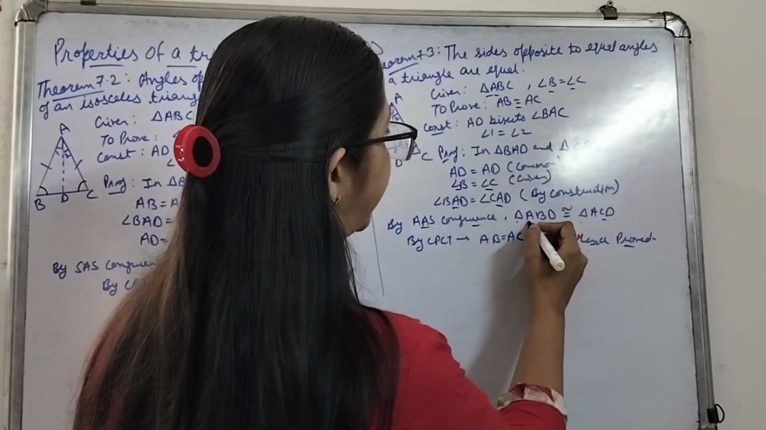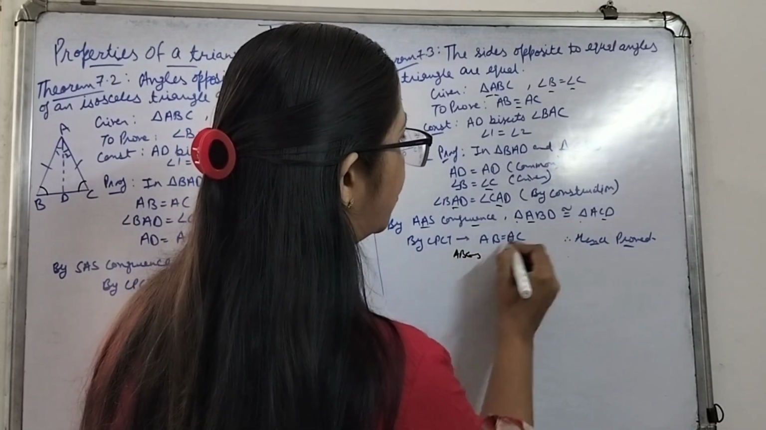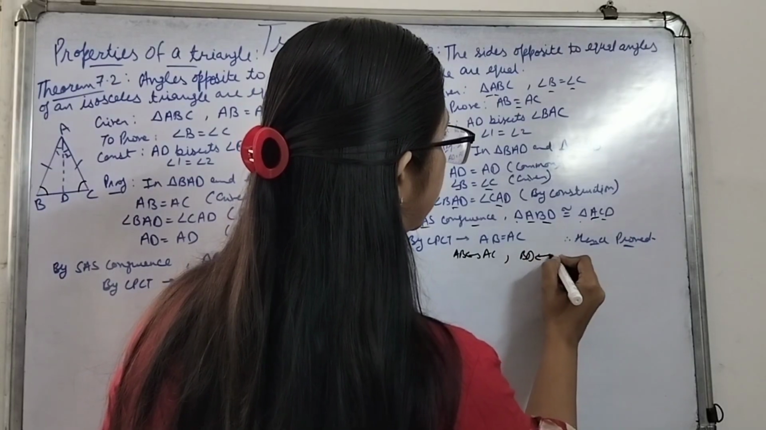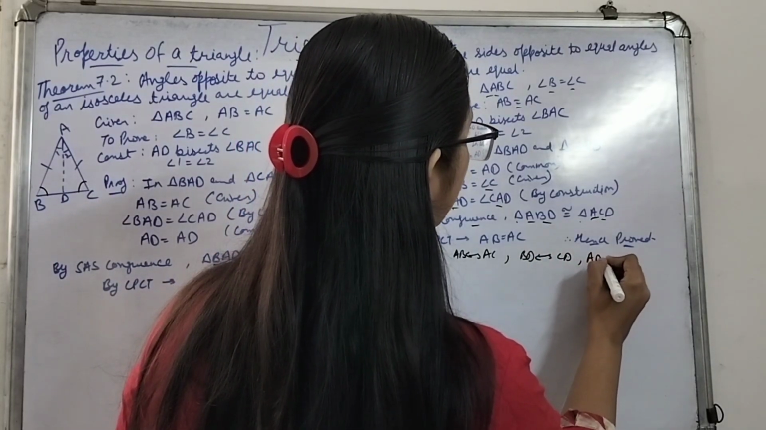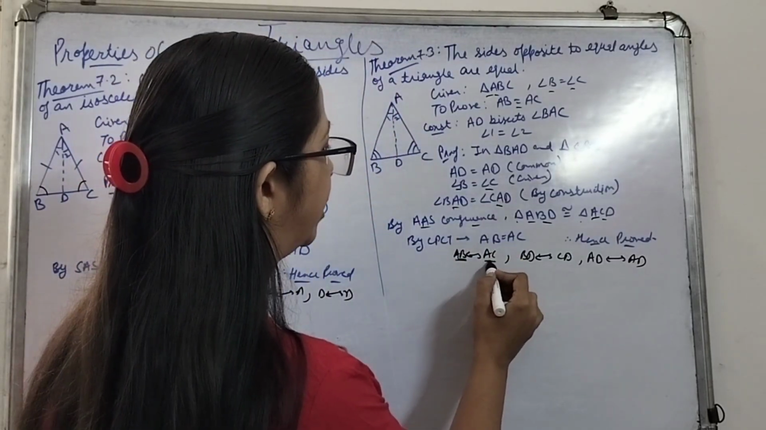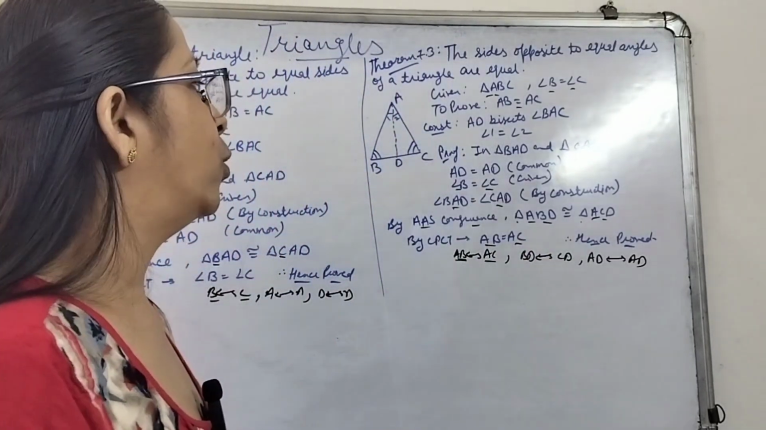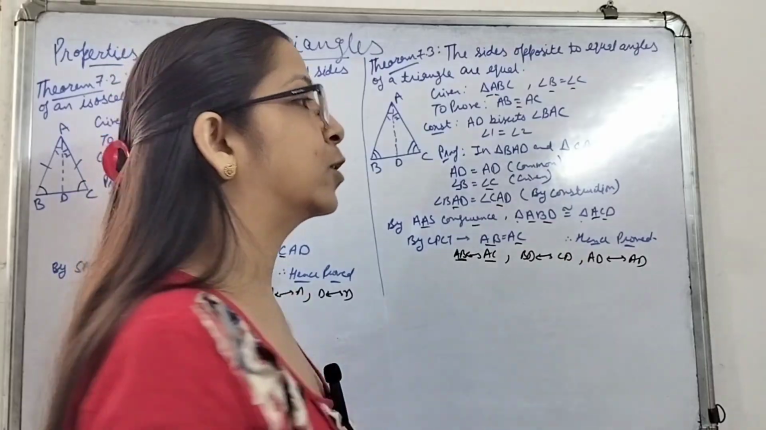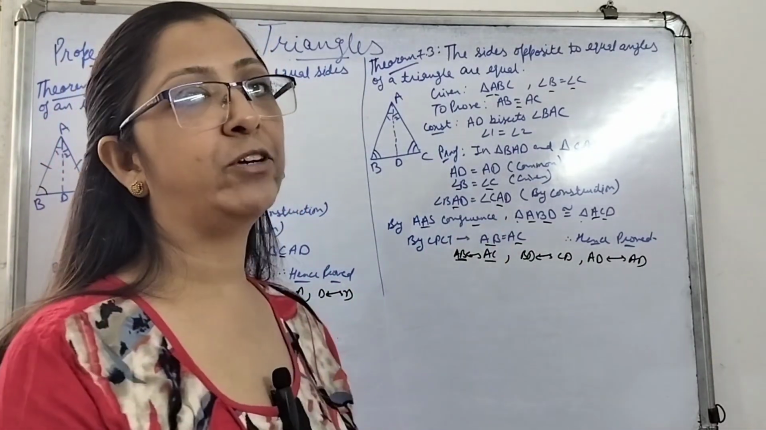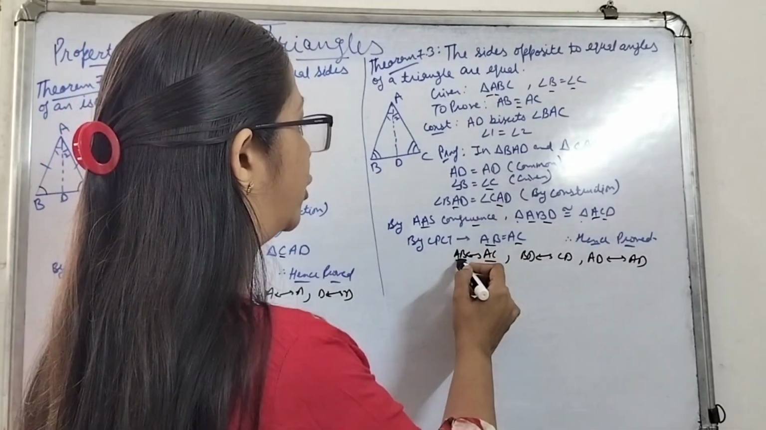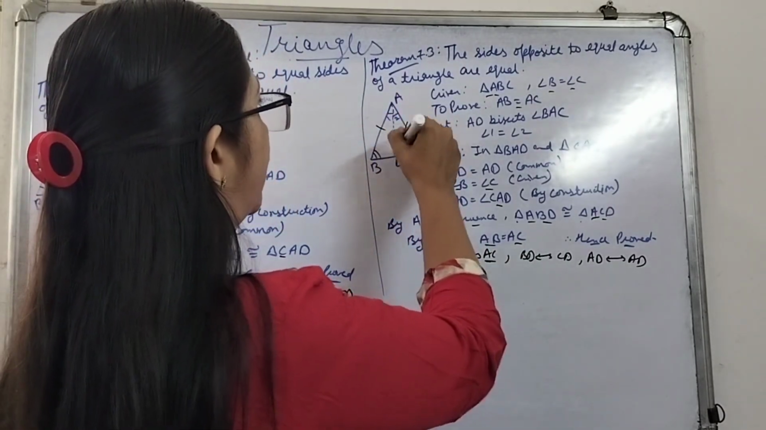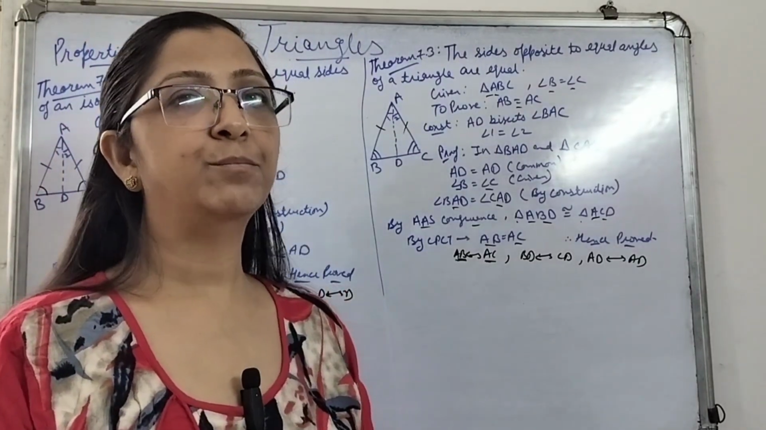Now the corresponding sides are AB corresponds to AC, BD corresponds to CD, and AD corresponds to AD. So we can say that AB will be equivalent to AC. Once we have proved that the triangles are congruent, by CPCT we can say that the corresponding parts will be equal. So the corresponding parts are AB and AC, they are the corresponding sides. So AB will be equivalent to AC. This is how we can prove it.